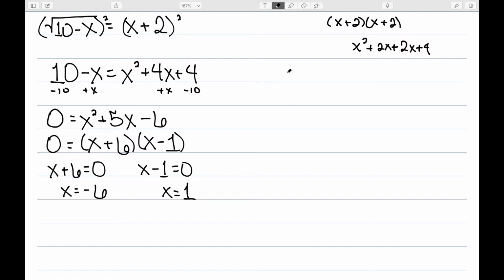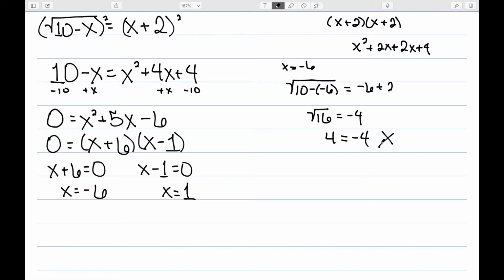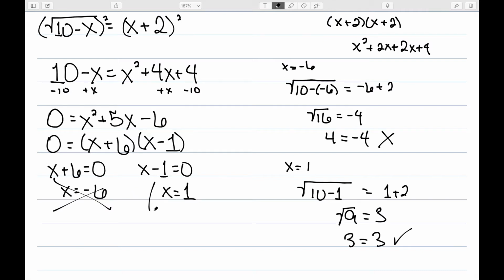Let's check these answers. Let's start with x equal to minus 6. That's the square root of 10 minus negative 6 equal to negative 6 plus 2. This says the square root of 16 is equal to -4, or 4 is equal to -4, which is wrong, so this is not a solution. Let's check 1. So the square root of 10 minus 1 equal to 1 plus 2. Or square root of 9 is equal to 3. Or 3 is equal to 3, which is valid. So my only solution here is x equal to 1.